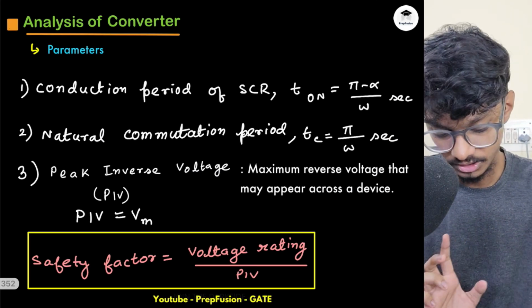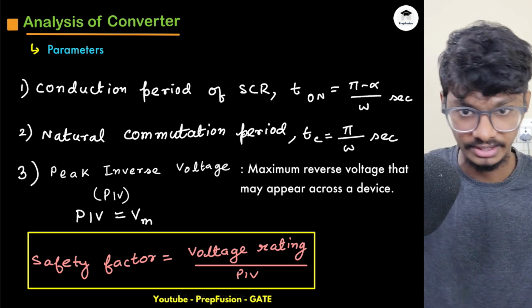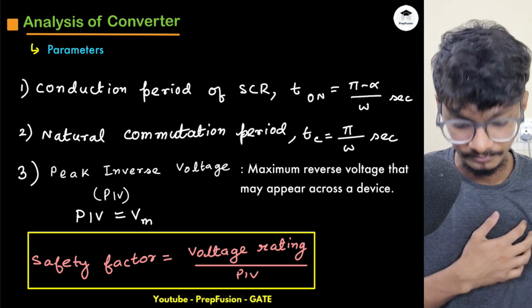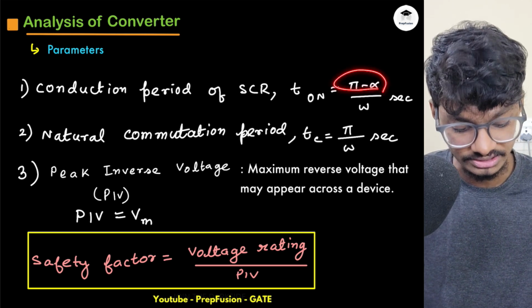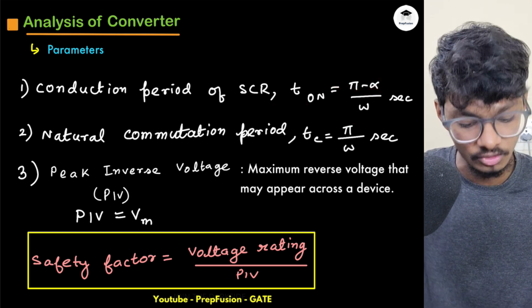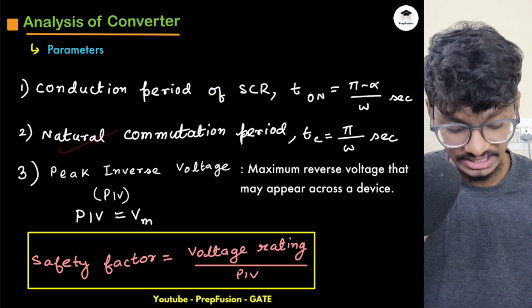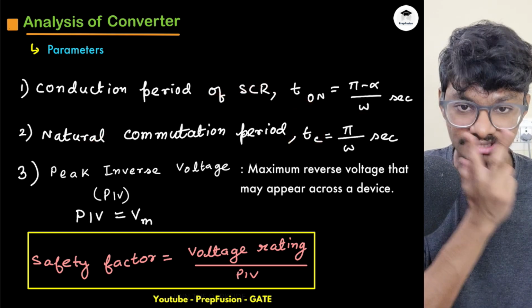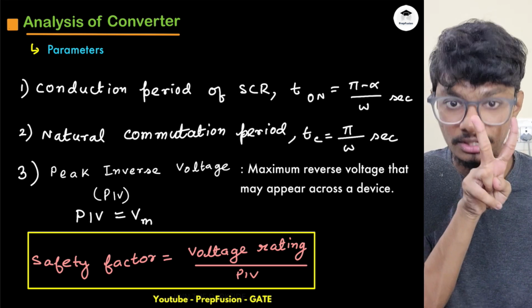Now here a few parameters are there for the converter. We have analyzed the supply, we have analyzed the load. Now we will analyze the converter. What is the conduction period? I have derived this previously as well. Omega into T on is equal to pi minus alpha, so if I divide by omega, it is the conduction period. What is the natural commutation time? This is defined as Tc. Omega into Tc will be pi, because from pi to 2 pi it is in the reverse blocking mode.